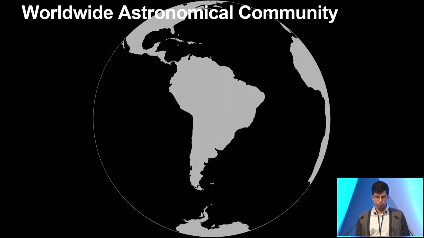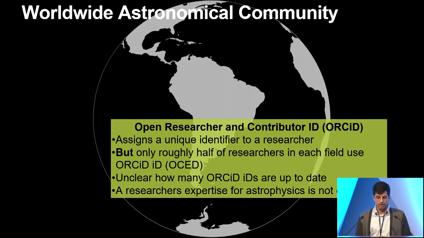To build this, you must first gather reviewer information. The first place you might think of is the Open Researcher and Contributor ID, ORCiD, which assigns a unique identifier to a researcher. However, only roughly half of researchers in each field use ORCiD IDs in their work. This is because a researcher must actively sign up, and it's unclear how up to date these are.